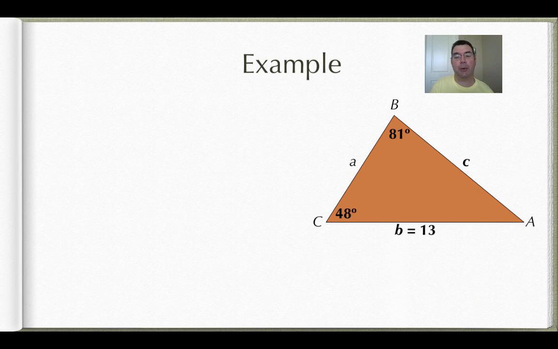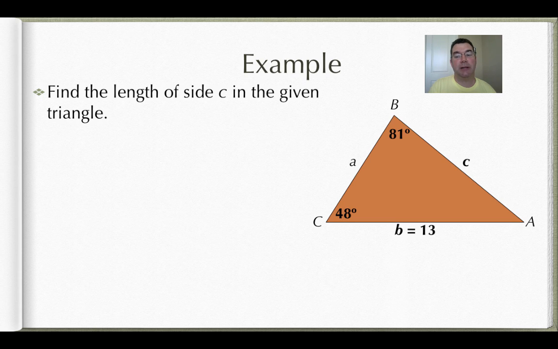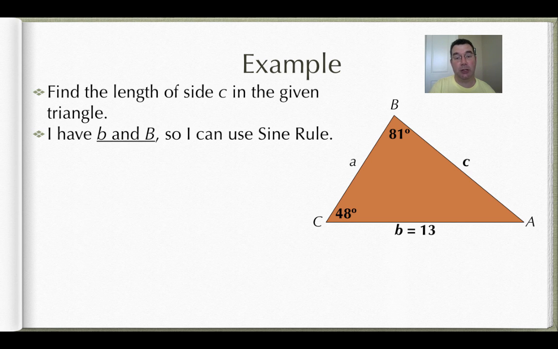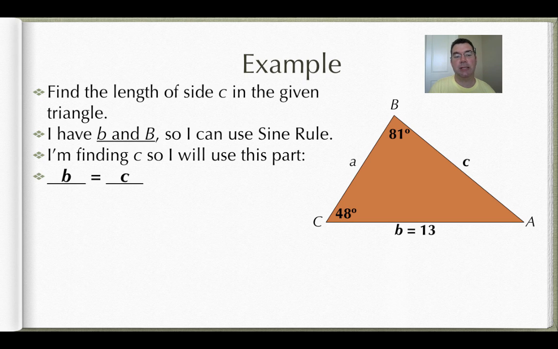Okay, so here's an example. I have two angles and one side that's not included in between those two angles. So we need to find the length of side c. All right. So since I'm given angle B and side b and angle C, then I can use the sine rule because I have b and B. I'm finding c, so I'm just going to use these two fractions, the fact that b over sine B is equal to c over sine C.